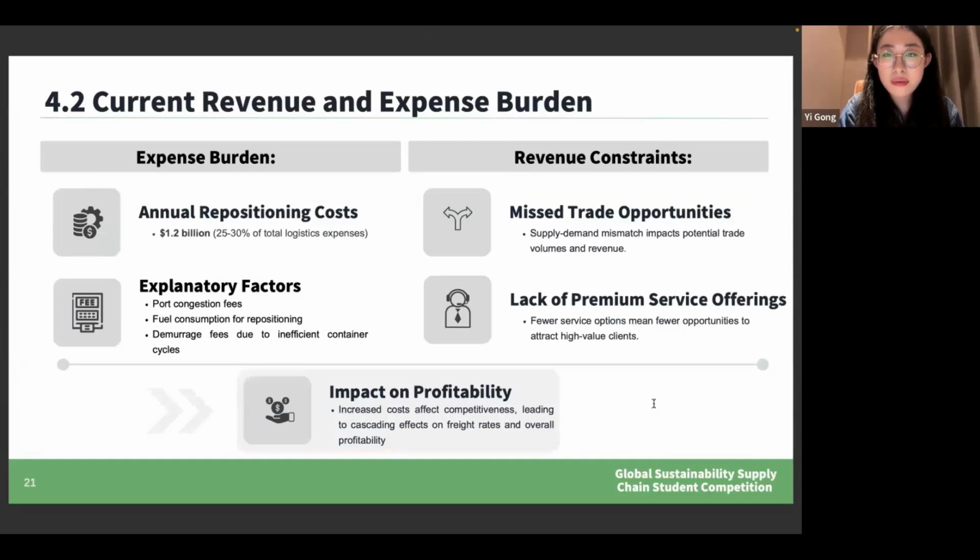Let's continue to look into the firm's current revenue and expense burden related to the empty container issue. First, they have to spend around $1.2 billion on this issue annually for port congestion fees, fuel consumption, demurrage fees, etc. At the same time, the container supply and demand mismatch, as well as the lack of premium service, hurt their trade volume and reduce their revenue opportunity. Overall, the firm has lost great profit due to the empty container issue.